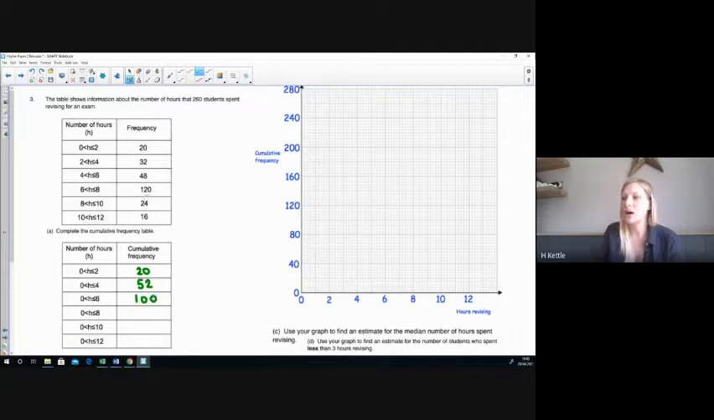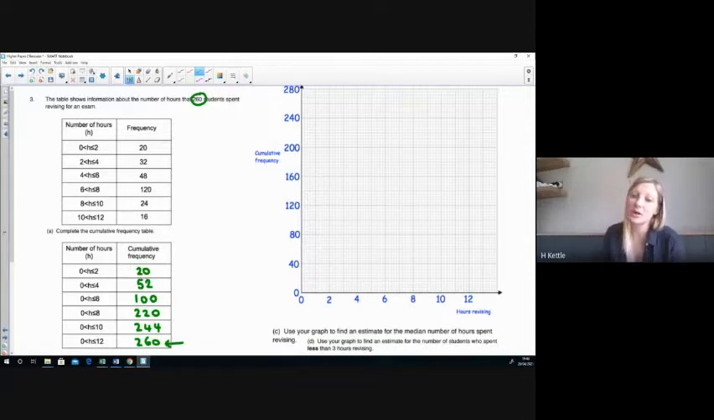Then we've got to add on 120. That takes us up to 220. Then we've got to add on 24, which is 244. And then we've got to add on 16, which takes us up to 260. And you normally just want to check that that number that you've got to is the total number of students, because it should all add up to how many students there were. So we've done it, 260, that's our cumulative frequency table complete.